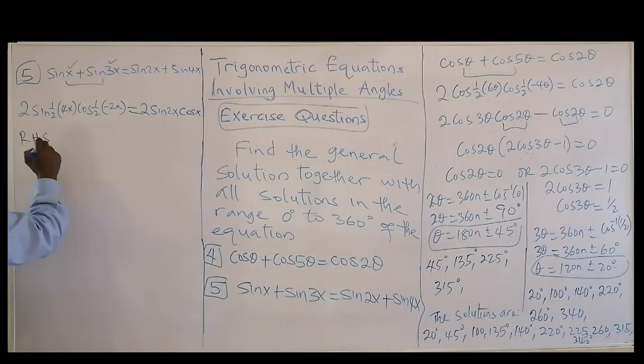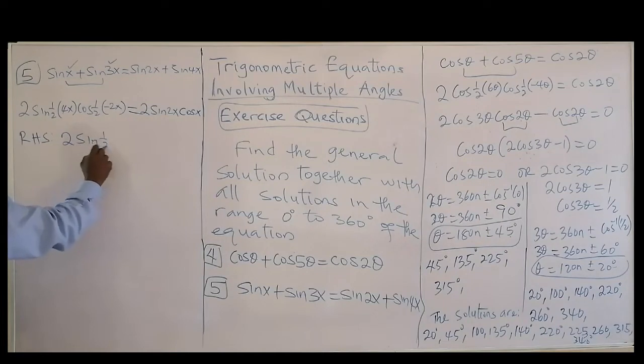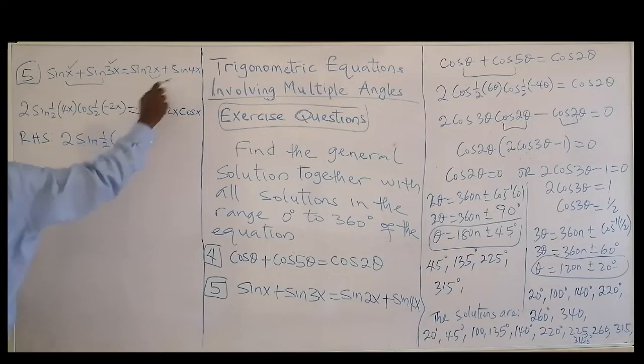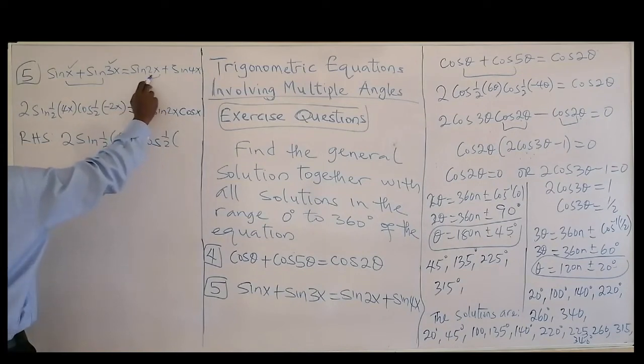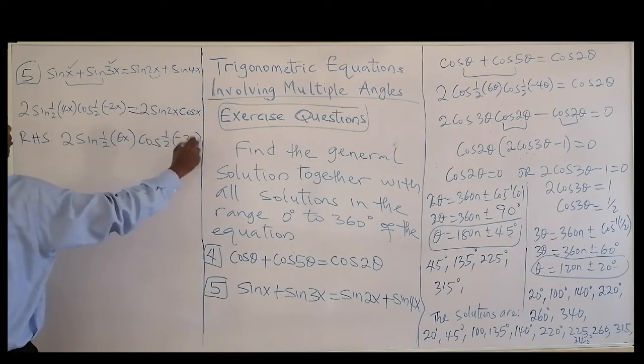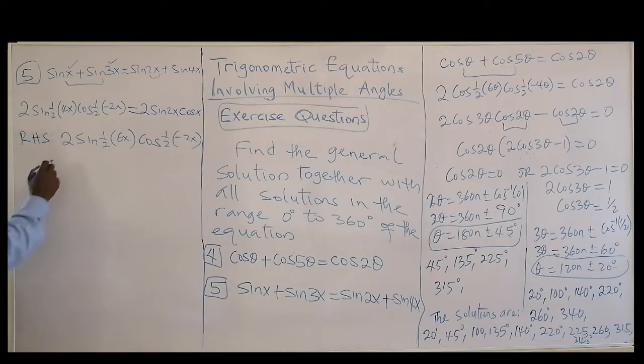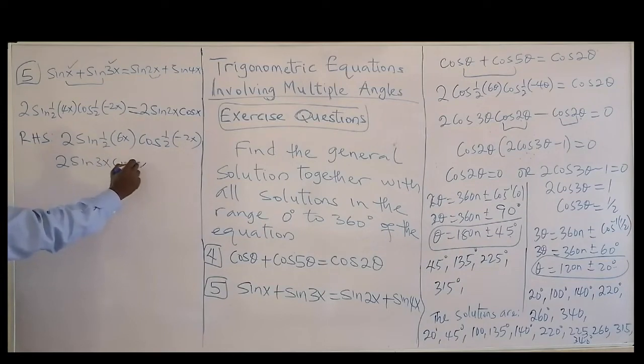The right hand side will be equal to 2 sine half into bracket 2x plus 4x, that's 6x, and then cos half into bracket 2x minus 4x, that's minus 2x. So for the right hand side, we have 2 sine half of 6x, that's 3x, half of 2, that's cos x. Cosine of negative is positive. So we have achieved that, okay?